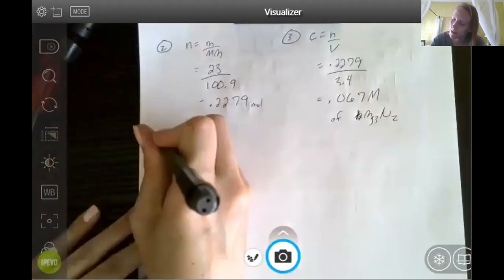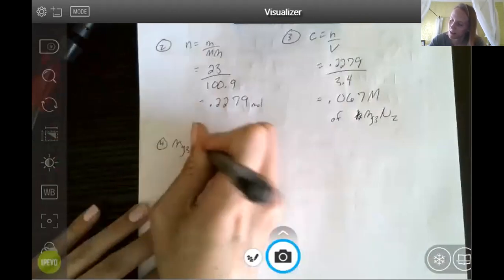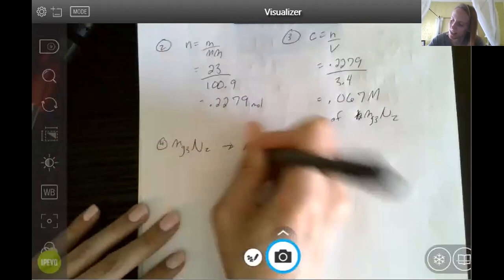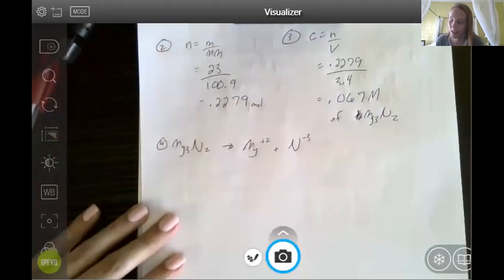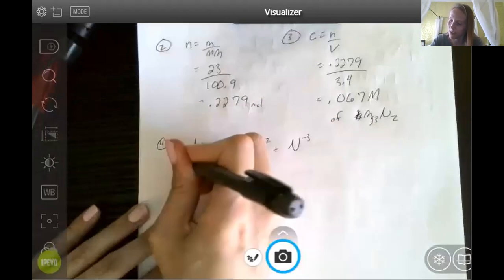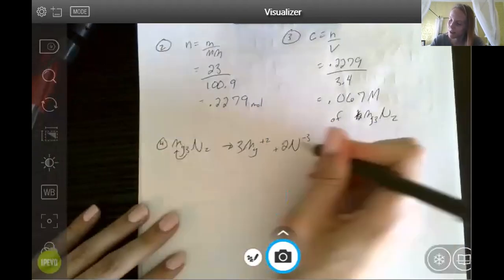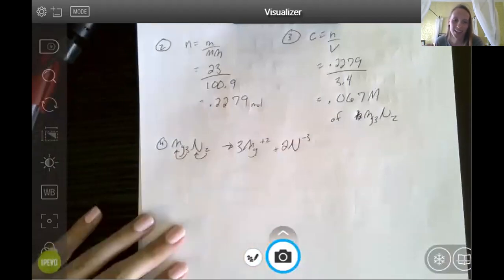Now that I have that, I can figure out what my dissociation reaction is going to be. So magnesium nitride is going to dissociate into a magnesium and a nitrogen ion, like so. In order to balance this, I need to put a 3 in front of the magnesium because I have 3 magnesiums, and a 2 in front of my nitrogen because I have 2 nitrogens. Now that I have that, I can finally set up my mole ratio.